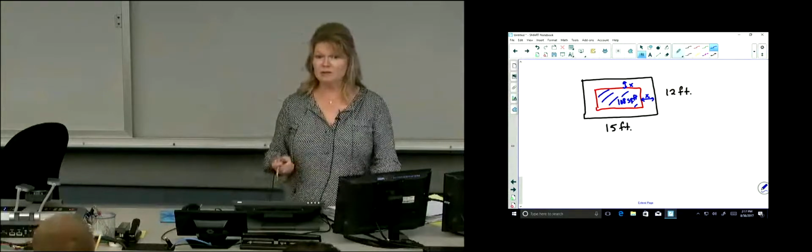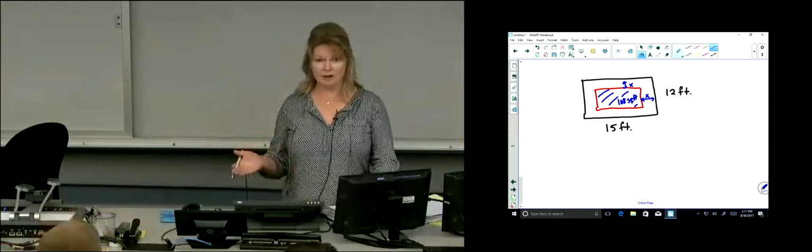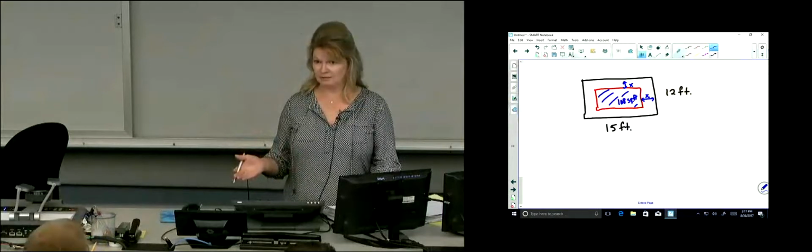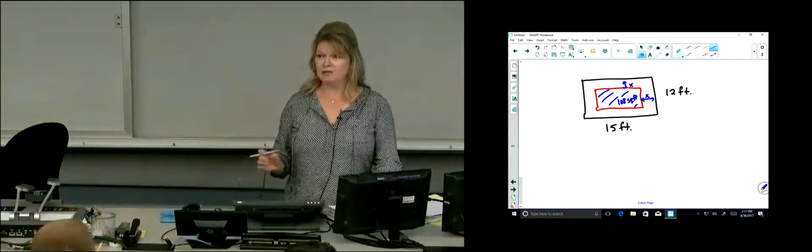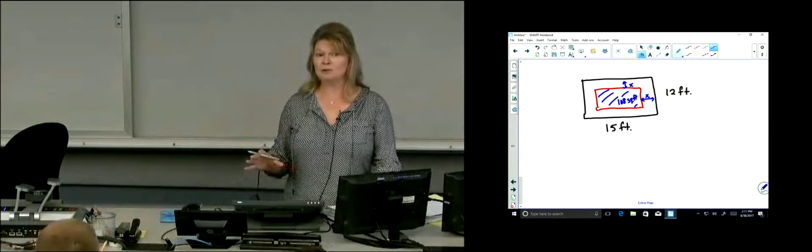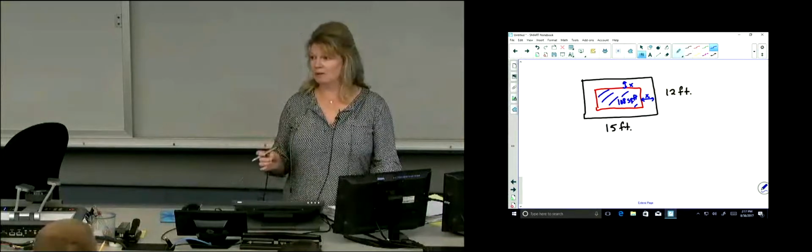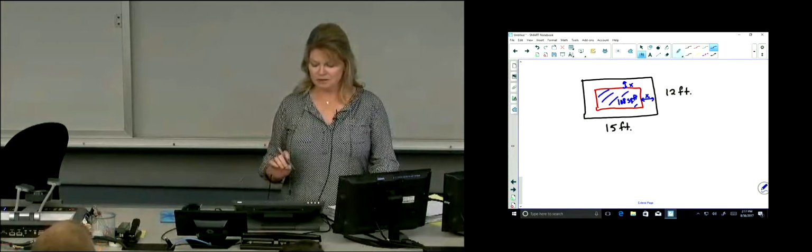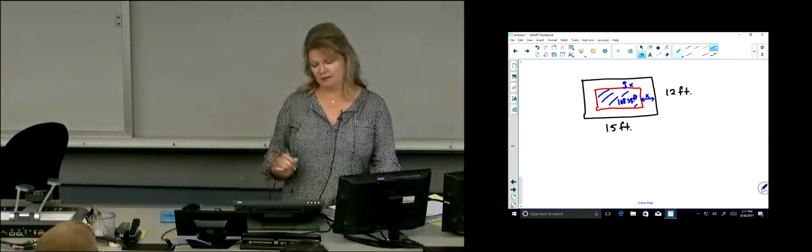So if I knew the dimensions of the rug, I know length times width should equal 108, right? Because that's the area that they told me. So I need to use the dimensions of the room and the fact that I have that border to determine the length and width of my rug, right? So let's look at the length of my room. The length of my room is 15.